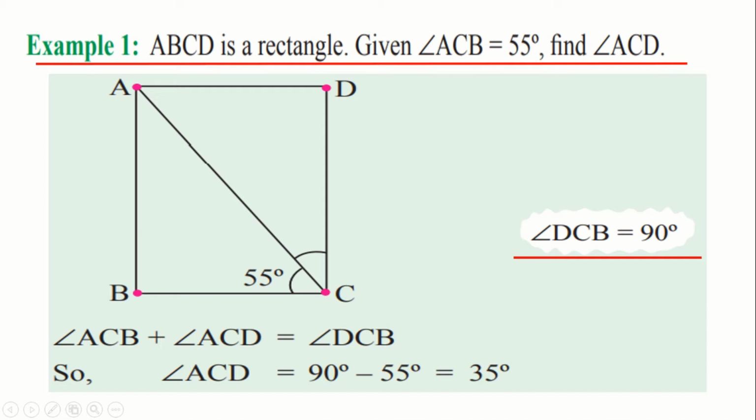If you add angle ACB plus ACD, it is equal to angle DCB. DCB is 90. To get angle ACD, you subtract 90 degrees minus 55 degrees. 90 minus 55 is equal to 35 degrees. Correct, students? You subtract 90 minus 55, then you get this angle ACD.